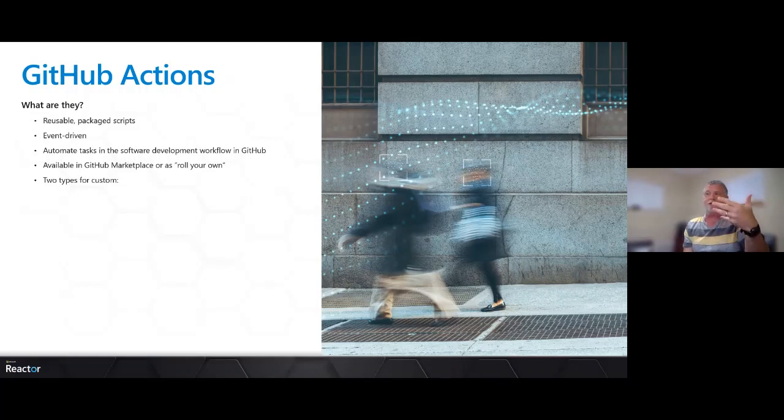GitHub Actions are exposed and made available either in the GitHub Marketplace, where people can develop those, build those, and publish them for others to use, or you can create your own actions, right? And we're going to look at that here in the demo.